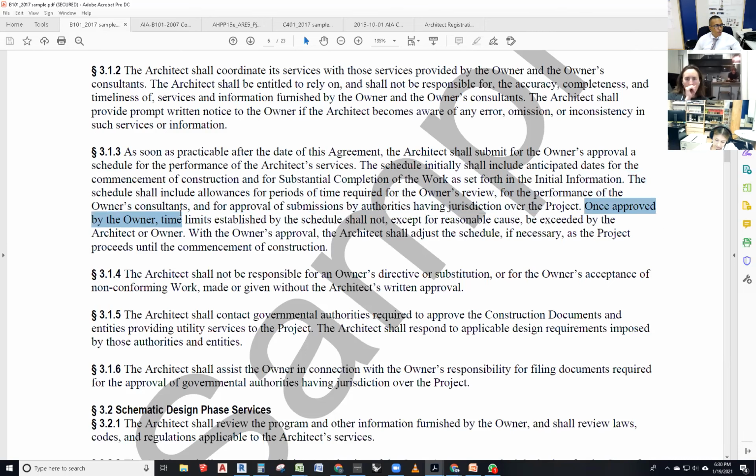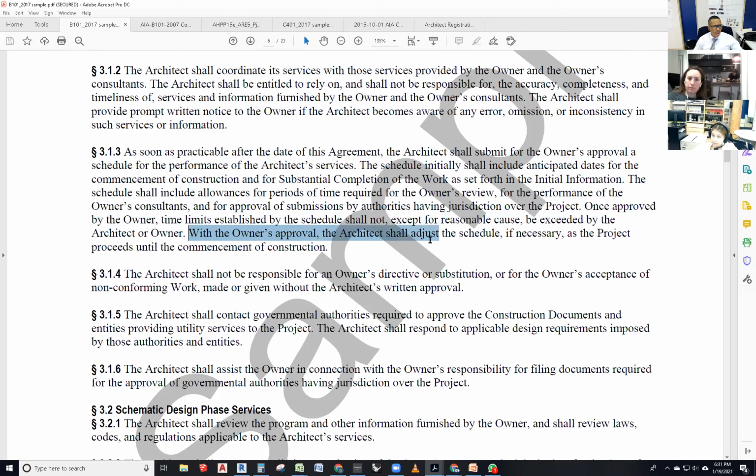And then it says, once approved by the owner, time limits established by this schedule shall not, except for reasonable cost, be exceeded by the architect or owner. All right, that's it. That time is set. If it's changed by a change order, somebody's going to have to be entitled to additional compensation.